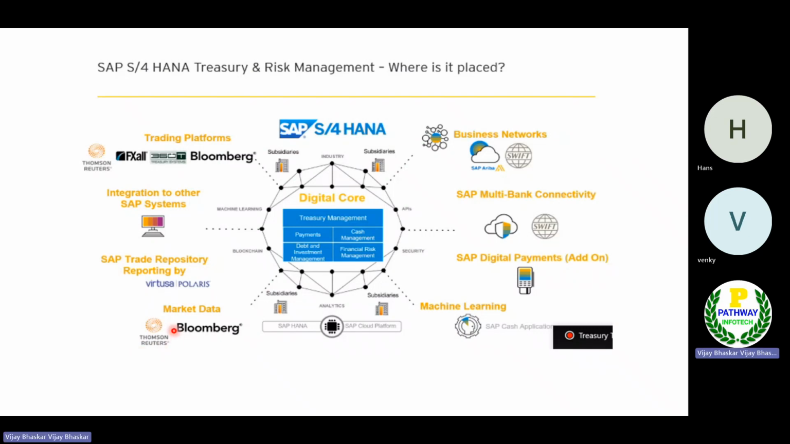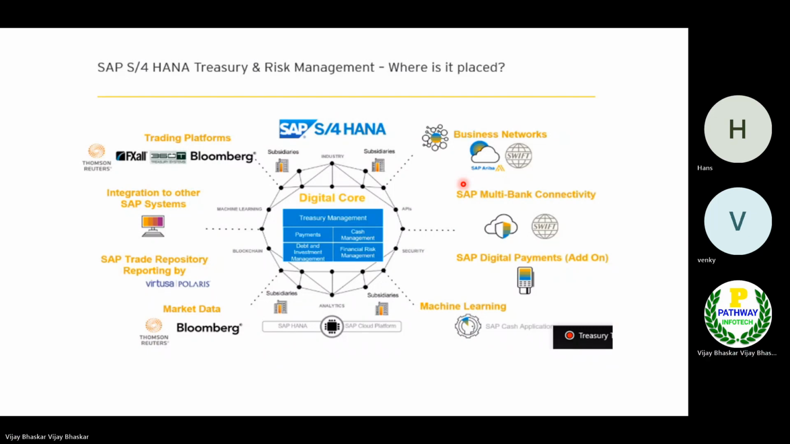Now, these two things we must be aware of. The rest of the things are quite common, and SAP is also going to support the SAP multi-bank connectivity functionality. This will also be part of Treasury.